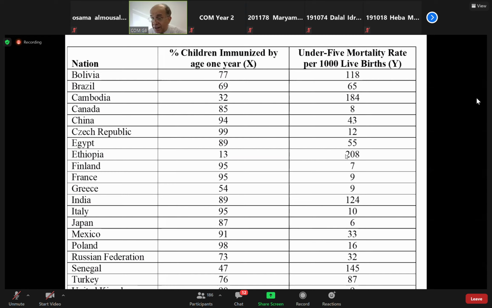So yeah, there is some kind of relationship between them. When one increases, the other decreases. We call it a negative relationship, meaning when one goes in one direction, the other goes in the other direction. Positive relationship, if they go in the same direction. If one increases, the other increases. If one decreases, the other decreases.